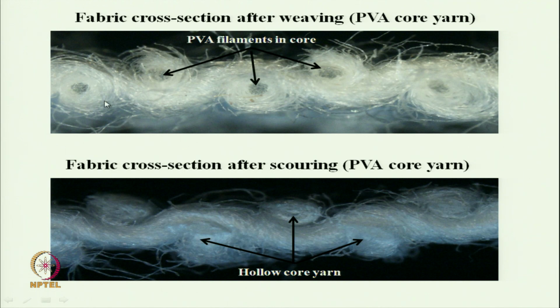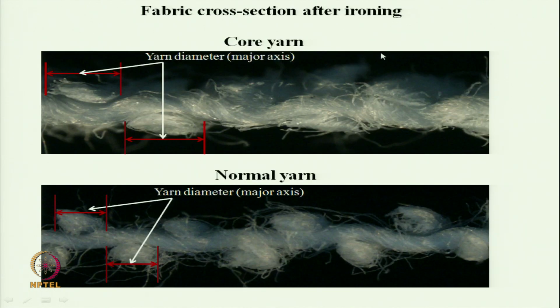If we see the cross section here, these are the core spun yarns, and in this portion there is a core, a PVA filament core. After the washing treatment the PVA cores were dissolved and hollow yarns are produced. These are the hollow yarns. Here we can see the voids are there.